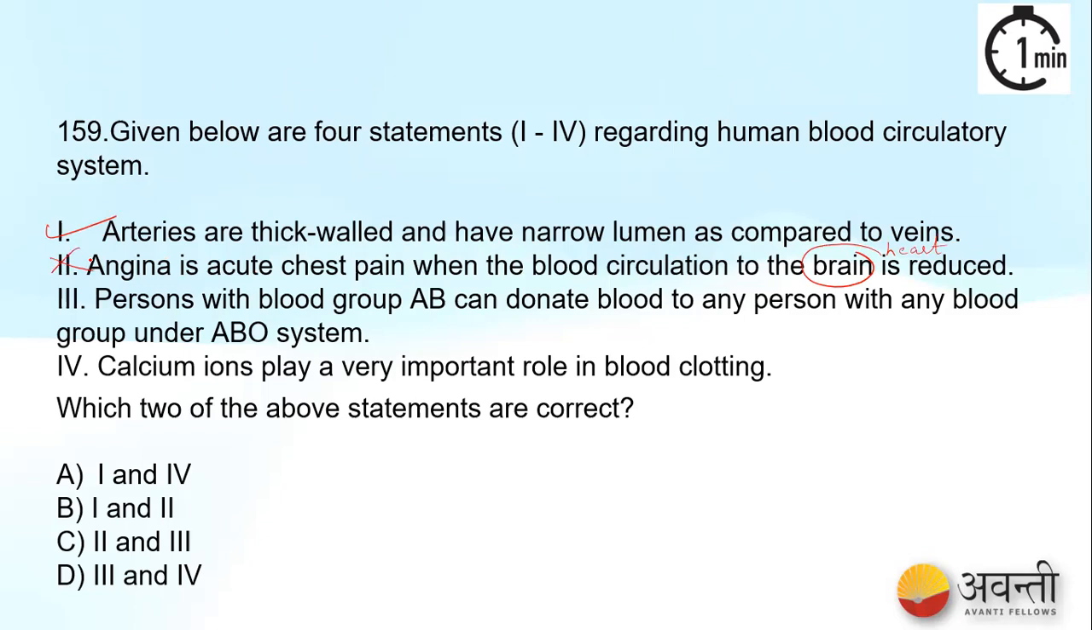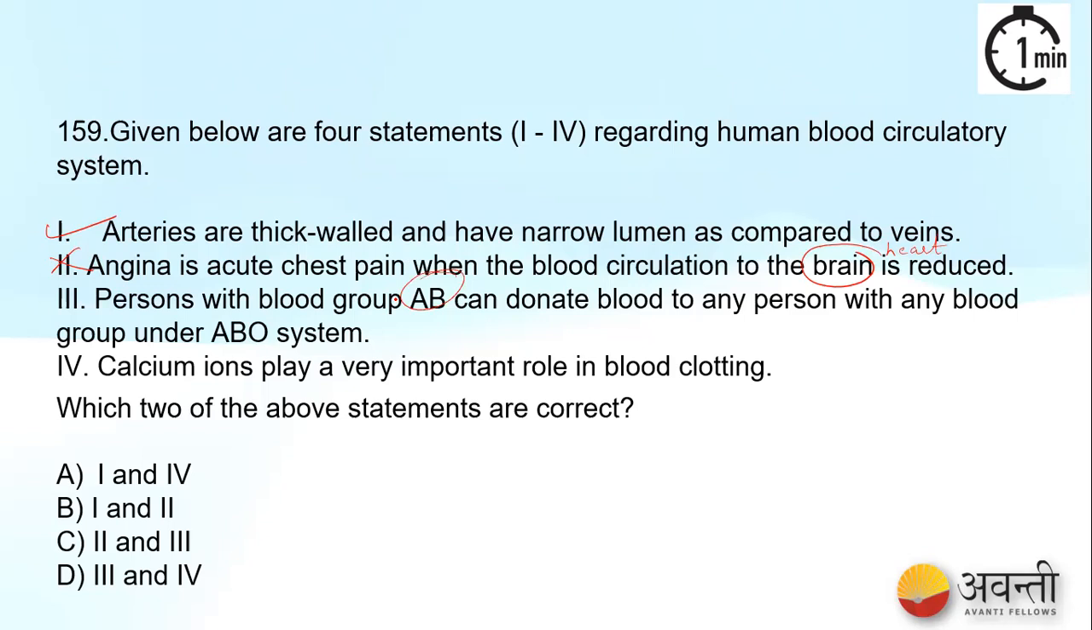Person with blood group AB can donate blood to any person with any blood group under ABO system. So basically, the AB blood group is called the universal acceptor because they have both antigens and they do not form any immune response whenever a wrong blood group is given. For example, you can give A or B or even O to the AB blood group. That's why they're called universal acceptors.